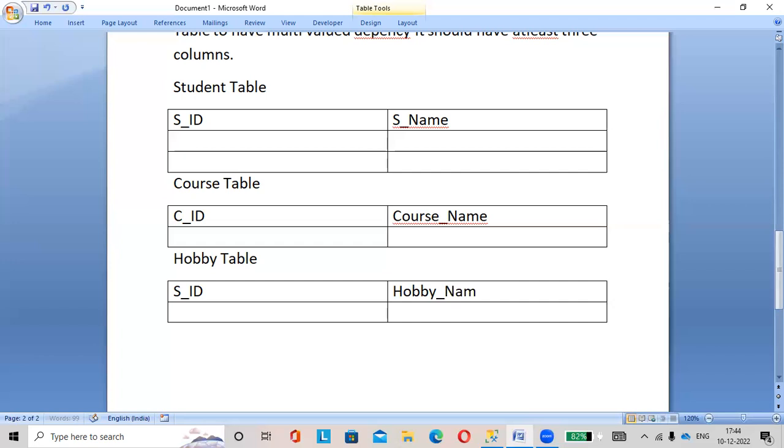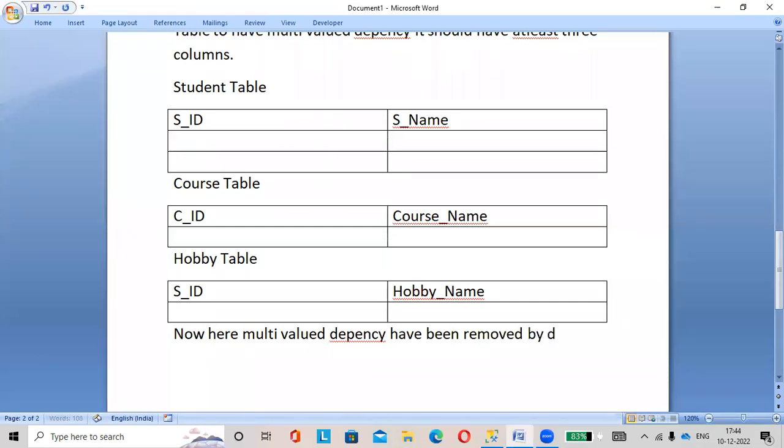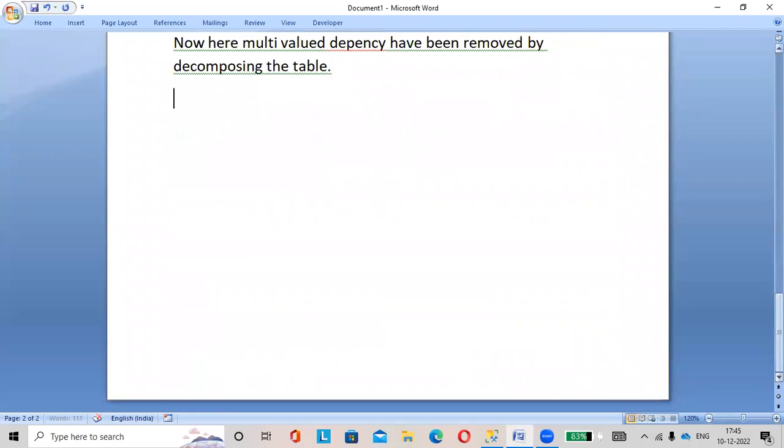Hobby name. Now here multi-valued dependency has been removed by decomposing the table. Now the table satisfies 4th NF.